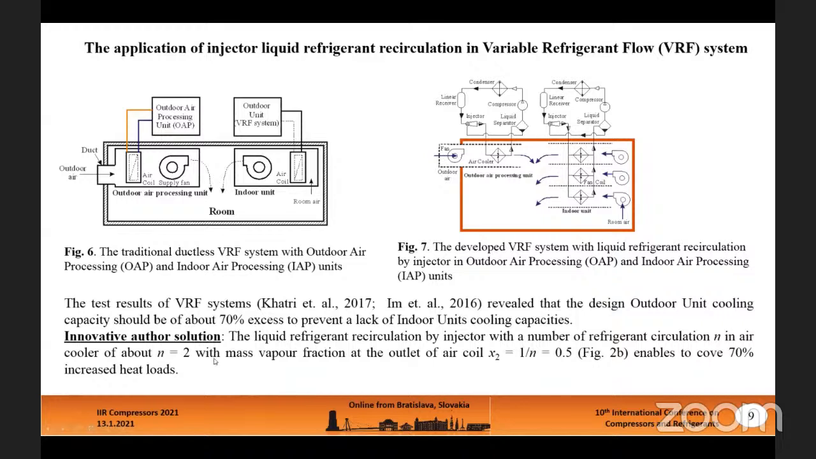The innovation of the author's solution consists in that liquid refrigerant recirculation by injector with a number of refrigerant circulation of about 2 enables to cover 70% of increased heat loads.